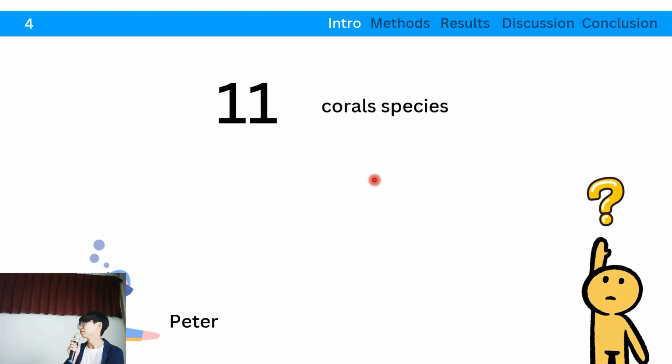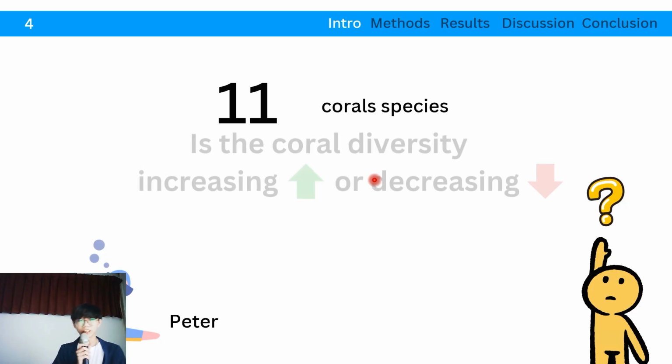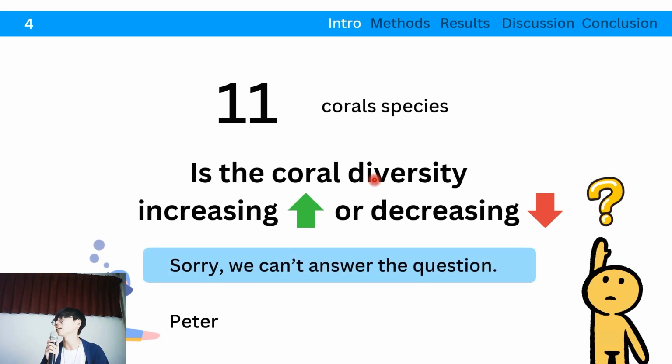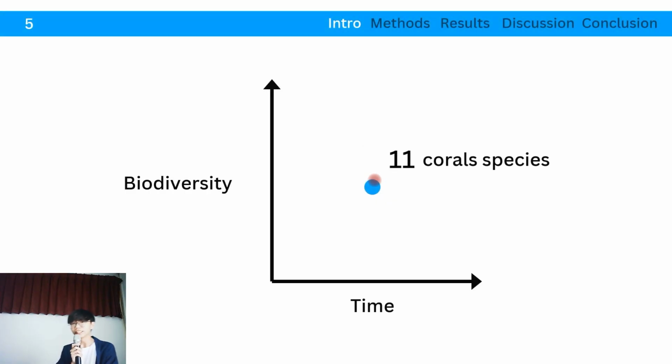After Peter got back to land, he shared this information with his kid. The kid asked him a question: is the coral diversity increasing or decreasing? Peter stopped and thought about it. Sorry, we can't answer the question now. Why? If you put one data point on the figure, that is the 11 coral species, the figure tells nothing but the 11 coral species. We can't make comparisons unless we get more data.